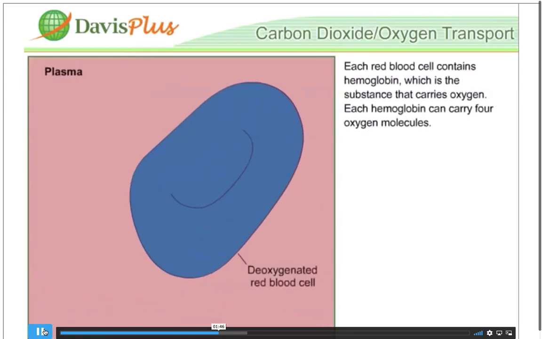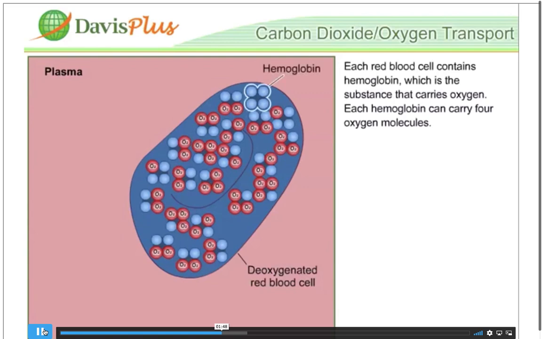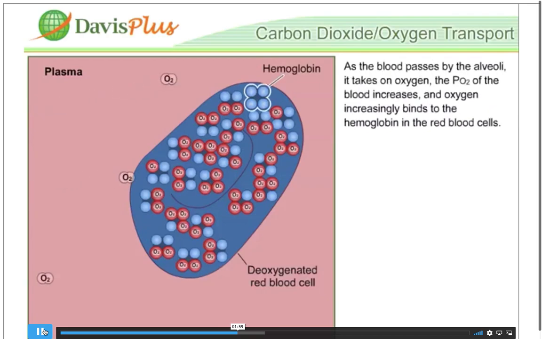Each red blood cell contains hemoglobin, which is the substance that carries oxygen. Each hemoglobin can carry 4 oxygen molecules. As the blood passes by the alveoli, it takes on oxygen. The PO2 of the blood increases, and oxygen increasingly binds to the hemoglobin in the red blood cells.